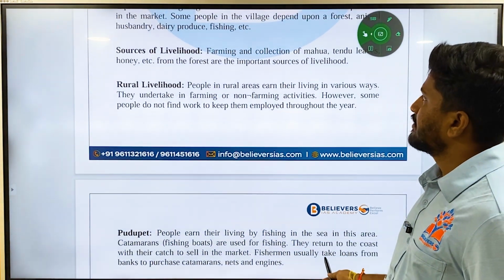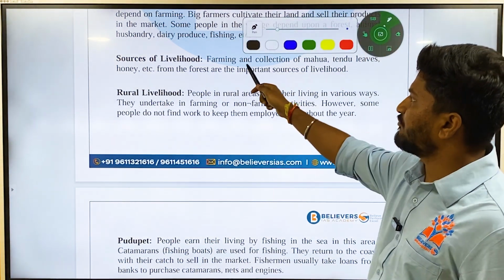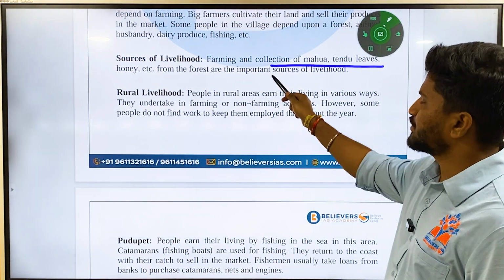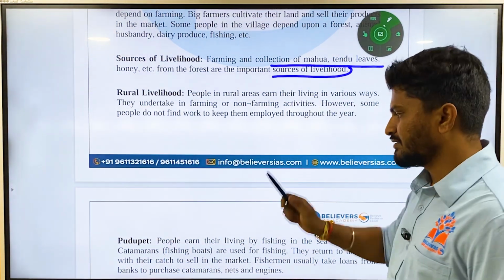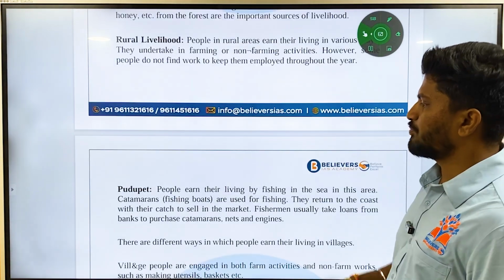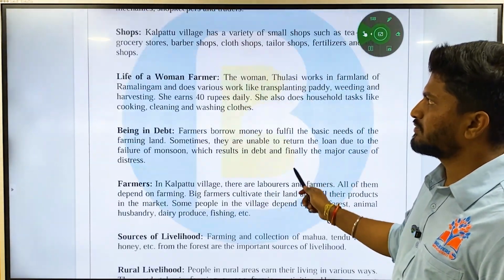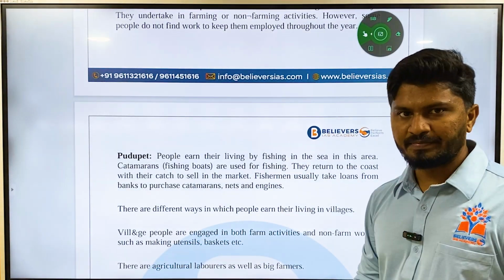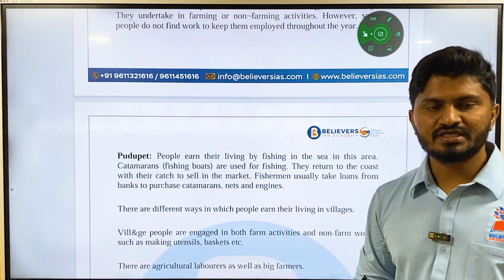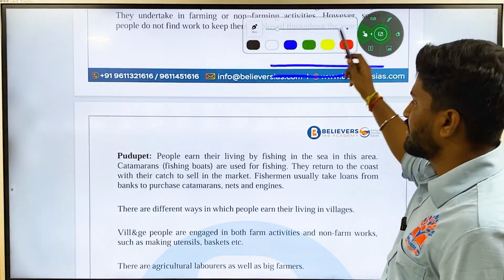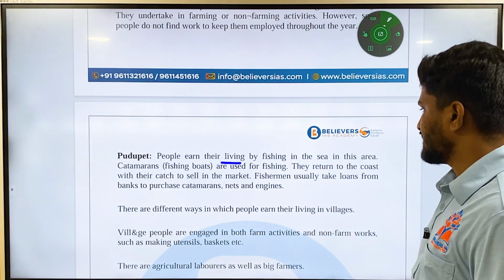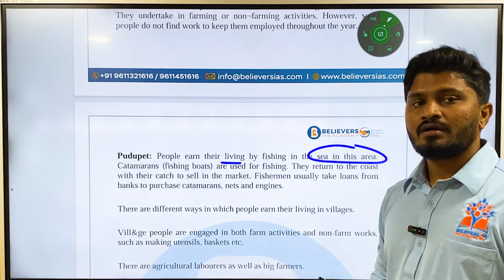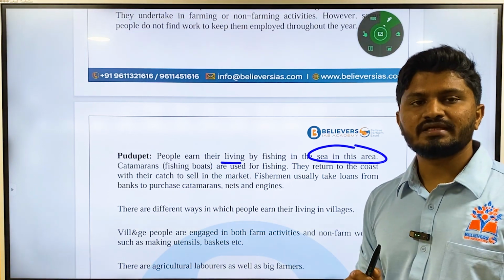So as we have said, some sources of livelihood include farming and collection of mahua, tendu leaves, honey, etc. from the forest, which are important sources of livelihood in villages along with farming. And they are given an example of Pudupet. We talked about Kalpattu, and now they are talking about Pudupet. Pudupet is a village which is near a sea. So people earn their living by fishing, and the work involved here is fishing.